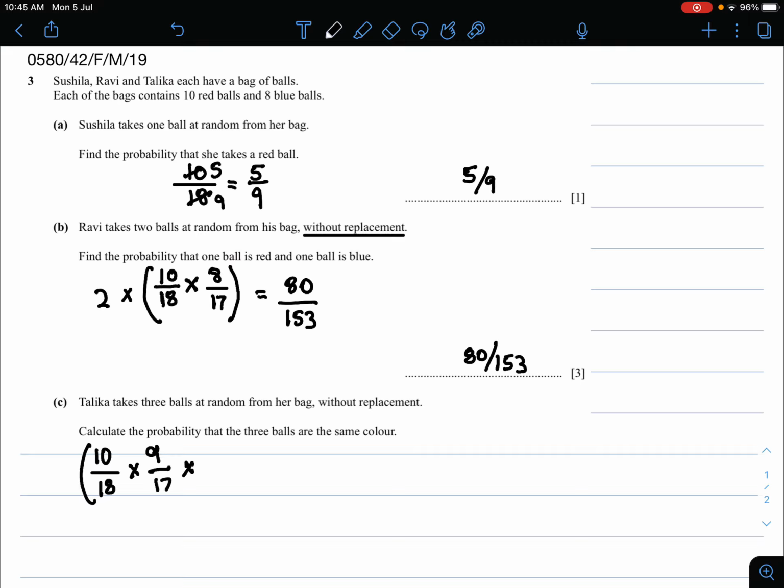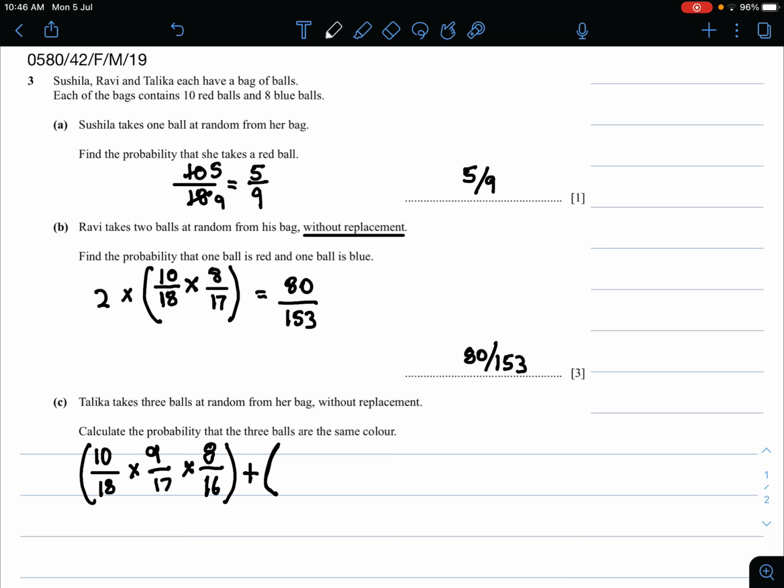So from the total, one ball will be minused, and from the red balls, one will be minused. So 9 divided by 17 multiplied by 8 divided by 16, because now 2 balls are taken out. Therefore 8 divided by 16. Now plus, since there are two scenarios, Talika can pick 3 red balls or 3 blue balls. Since it's an or, that's why we add both the scenarios.